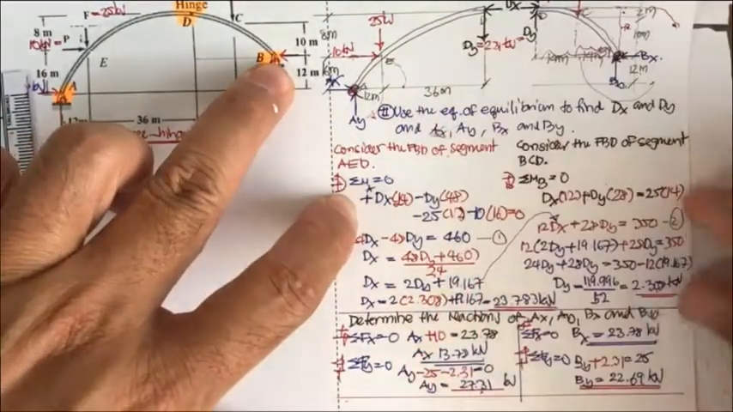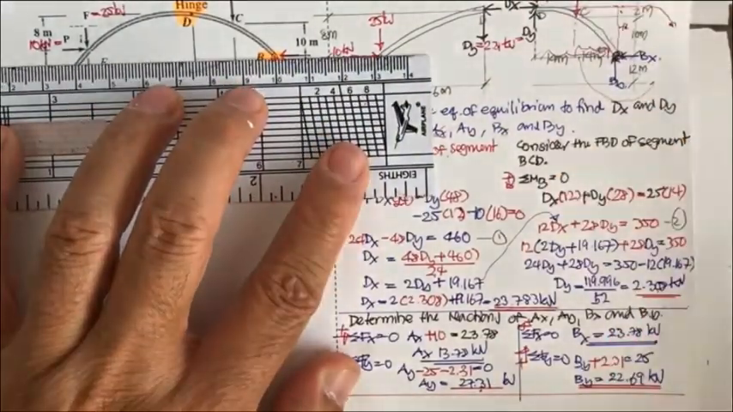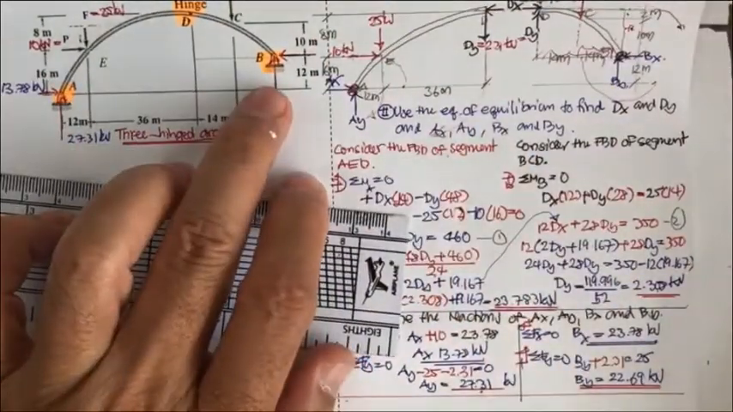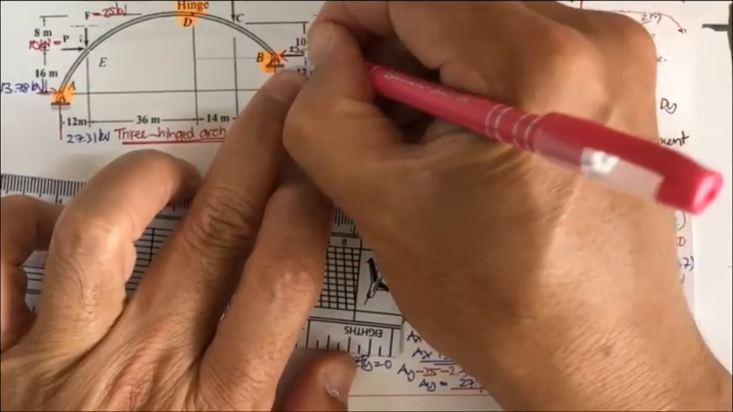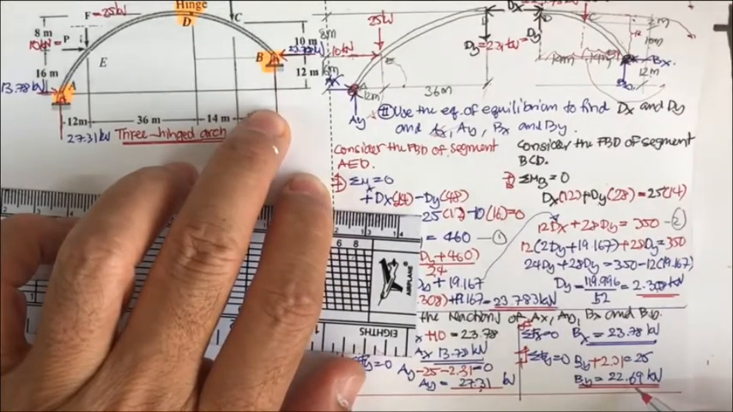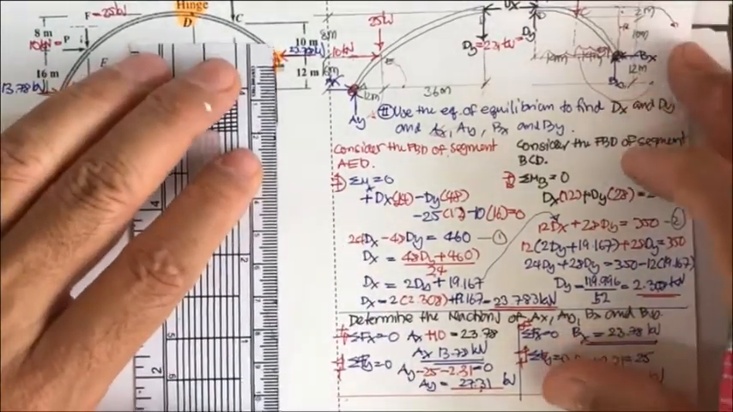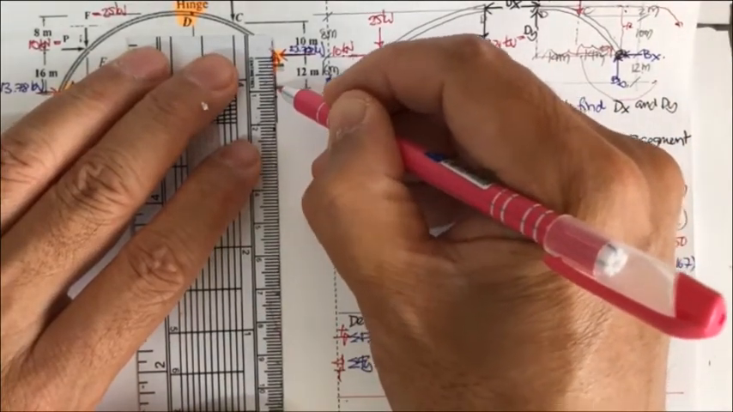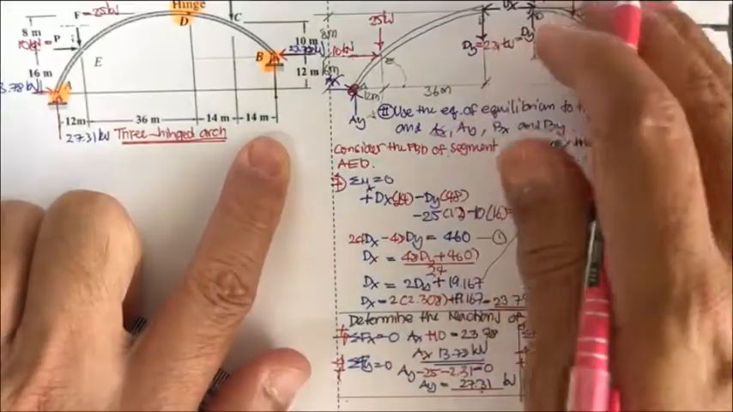You got this, and this is going to be 23.78. That's 24 divided by 2, about 12 millimeter. Okay, let's put it 23.78 kilonewton, and this is divided by 2, about 11 or 12 millimeter. Okay, and this is going to be 22.69 kilonewton.